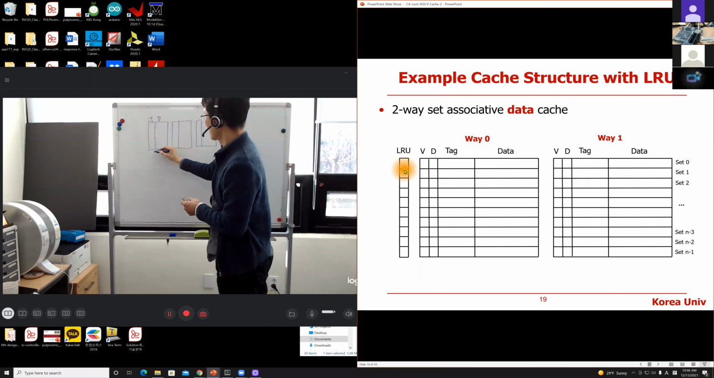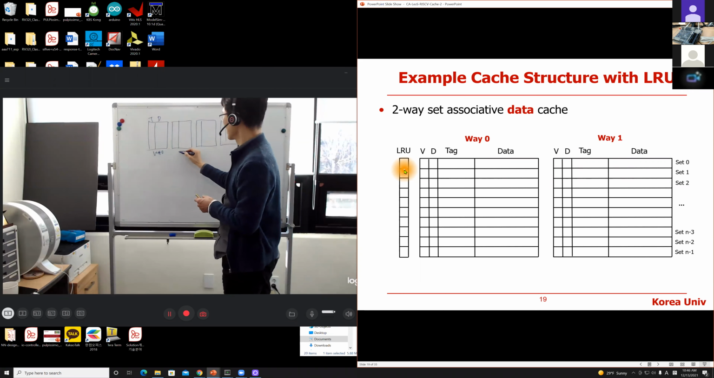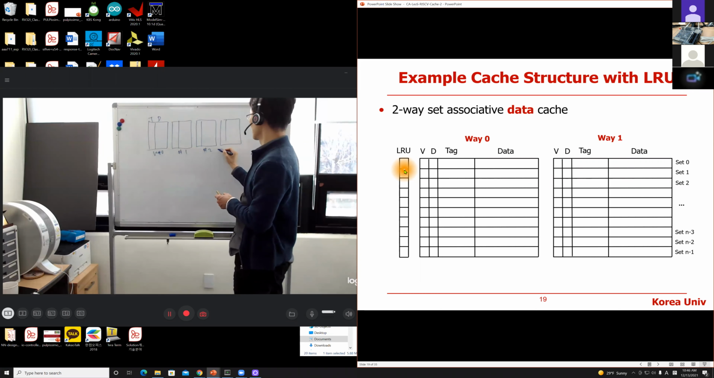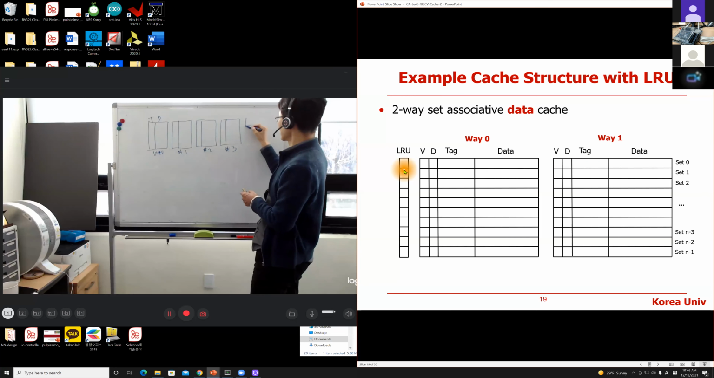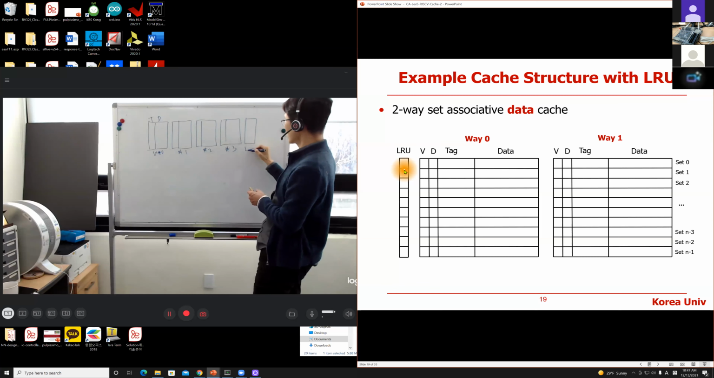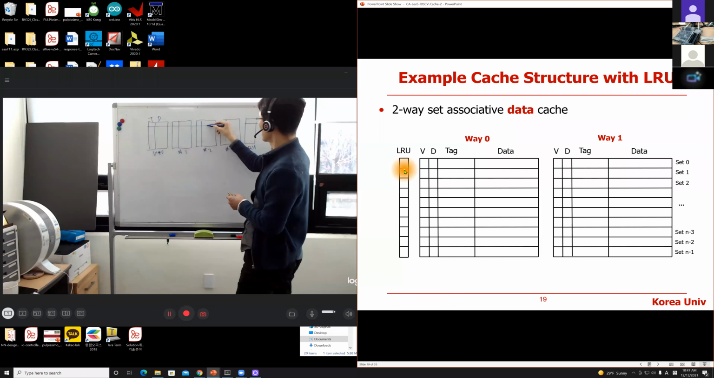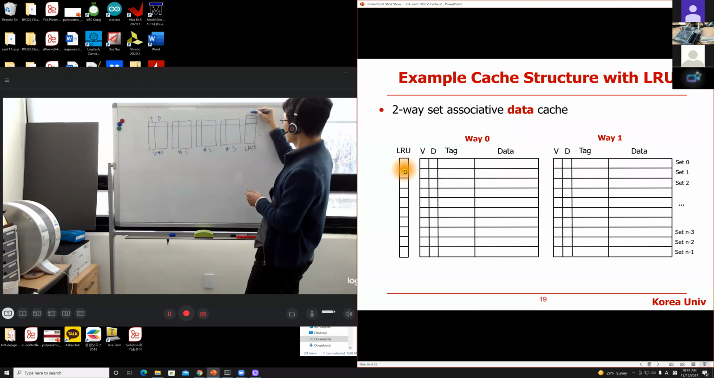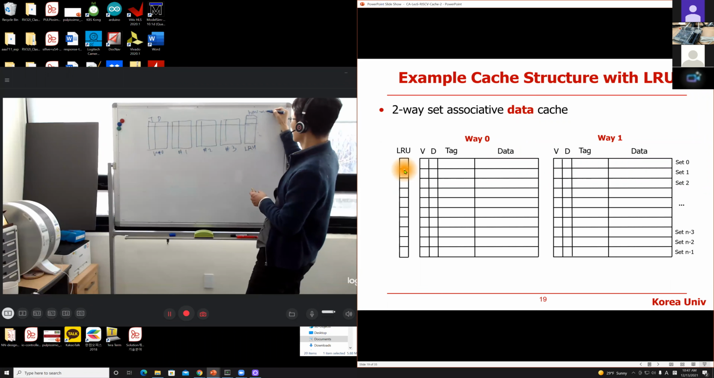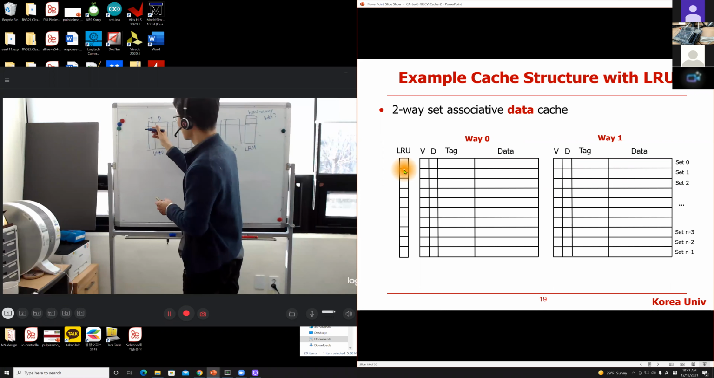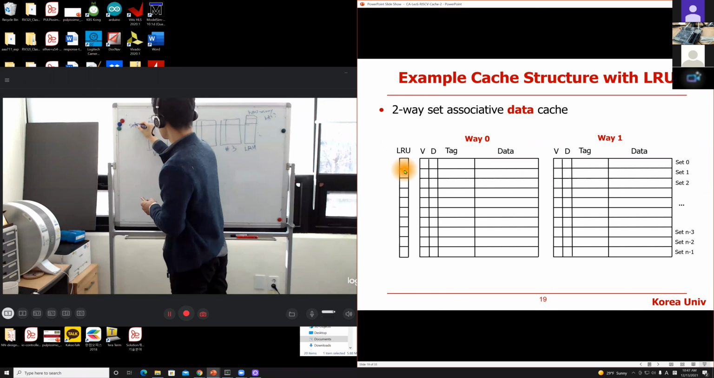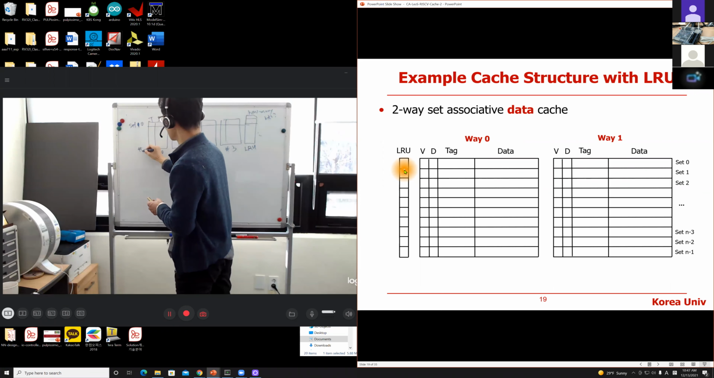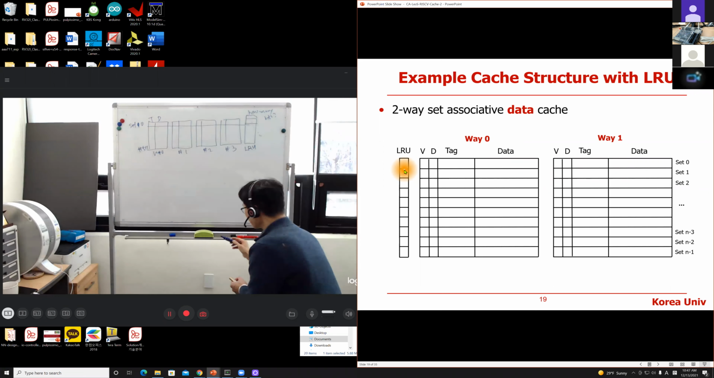Tag data, way number 0, 1, 2, 3. The question is how many bits do you need for LRU, for four-way set associative? Let's say set number 0, set number 511.